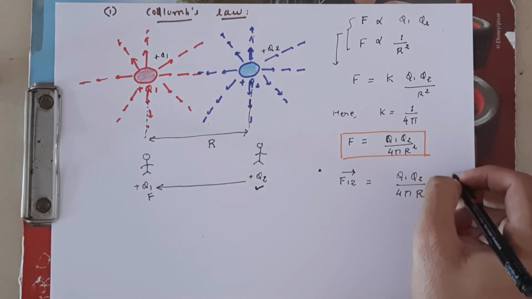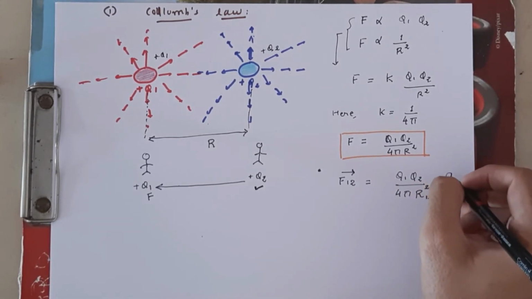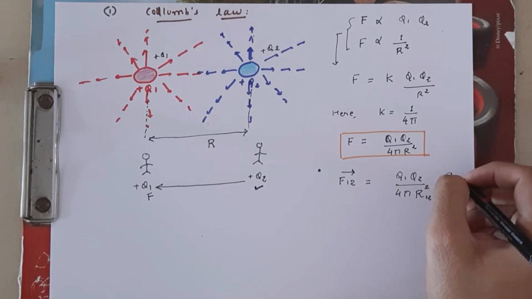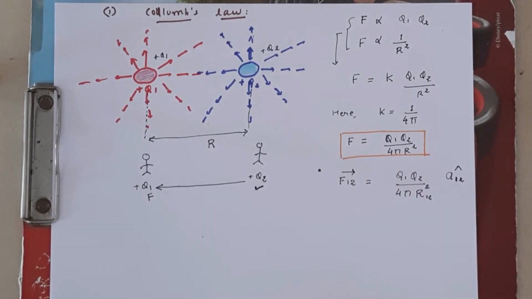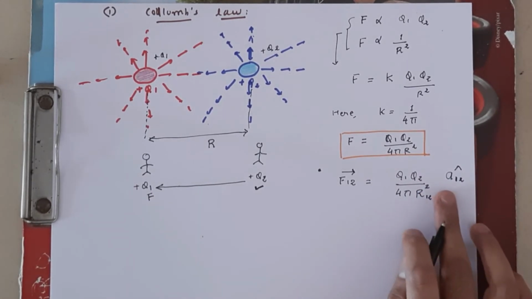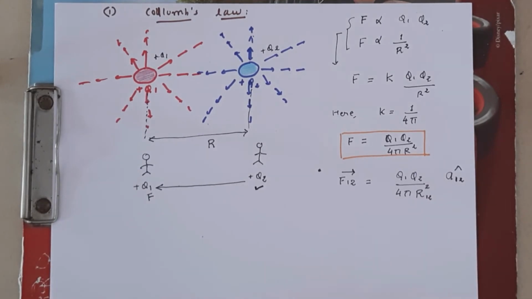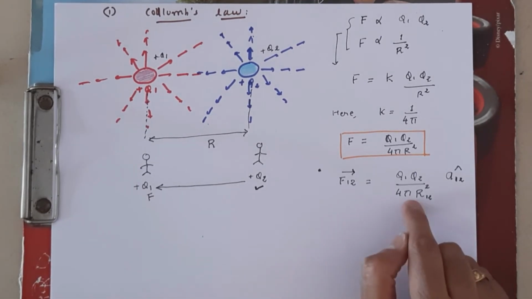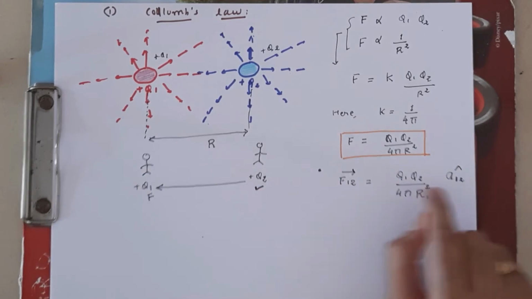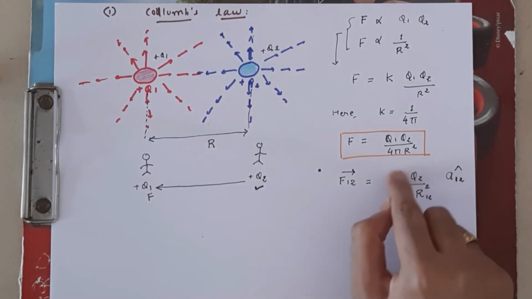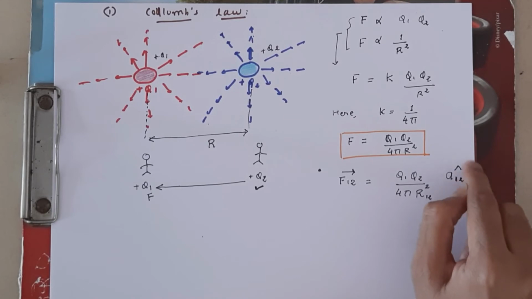So the vector is from 2 to 1. You can write it like this: a12, from 2 to 1. So this vector is known as a12. This is the equation of force on the first charge due to the electric field of the second charge. This part is the magnitude of the force, and what does this indicate? This is the unit vector of the force.